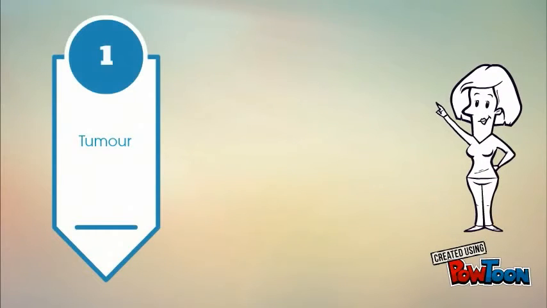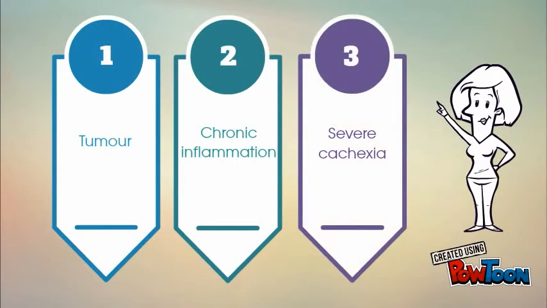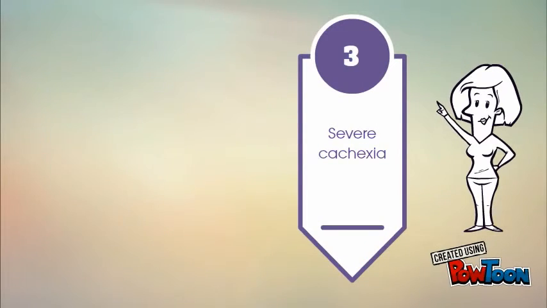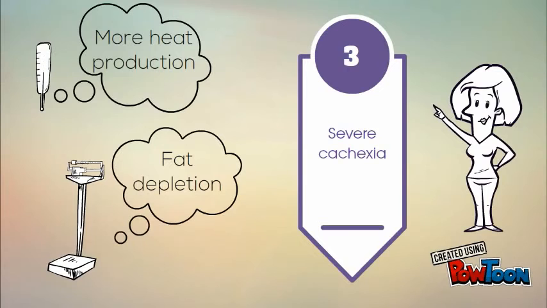In conclusion, tumors can induce chronic inflammation, which will lead to severe cachexia. In cachexia, the patients have more heat production because of altered metabolism and more depletion of fat tissue. Cachexia increases the risk of getting weakness and has not only an impact on physiological but also on psychological well-being.